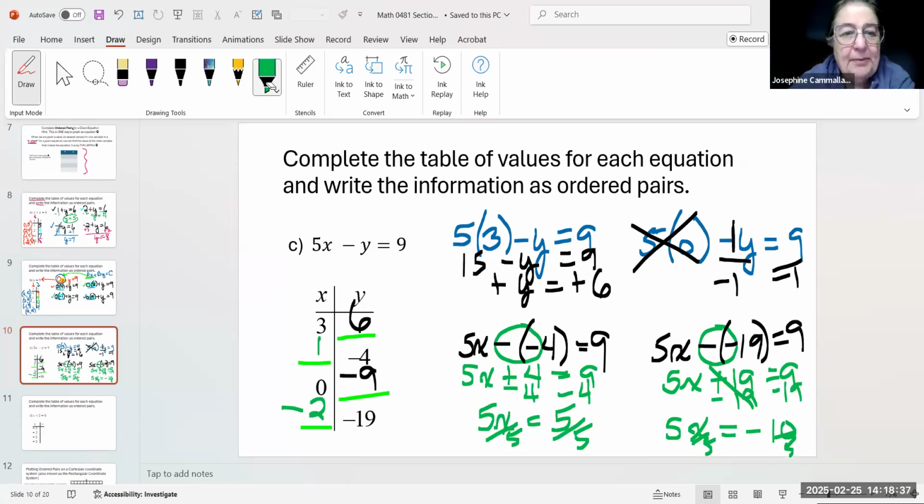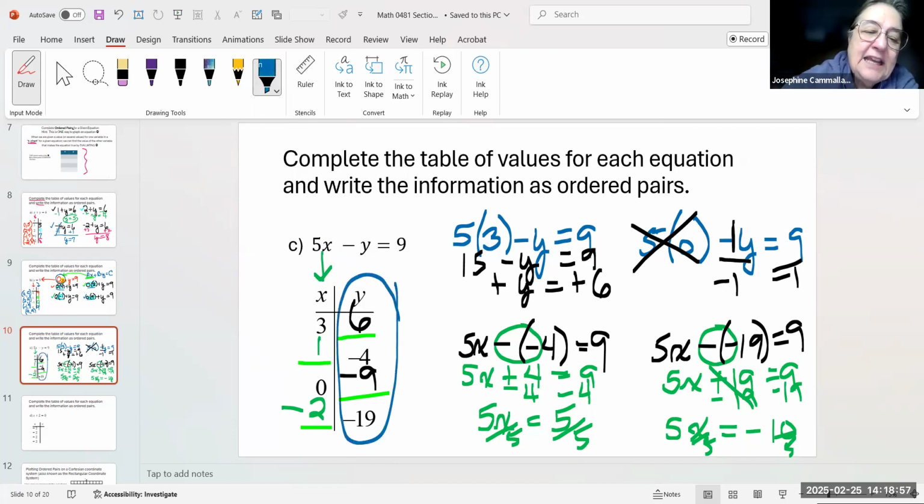Now, I'd like to show you something. Look at my x's. Do you see that I go 3, 1, 0, -2. I'm going down. But look at my y values. -19, -9, -4, +6. These values go up as these values go down.